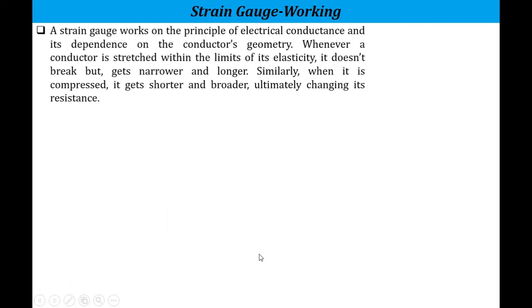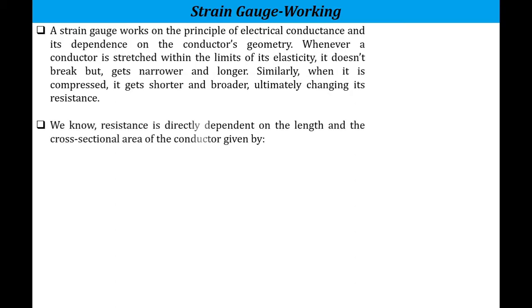Now let's discuss the working of a strain gauge. A strain gauge works on the principle of electrical conductance and its dependence on the conductor's geometry. Now we know that whenever a conductor is stretched within the limit of its elasticity, it doesn't break. But what happens? It gets narrower and longer. Similarly, when it gets compressed, it gets shorter and broader, ultimately changing its resistance.